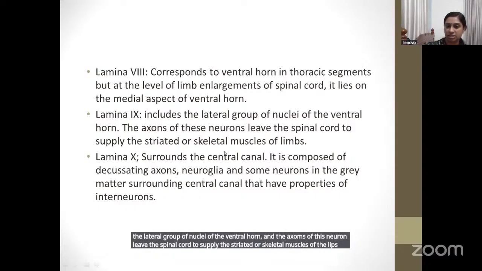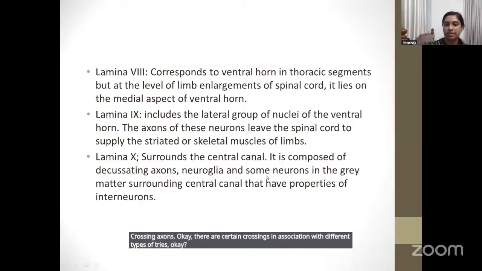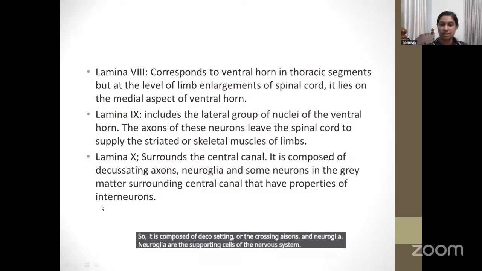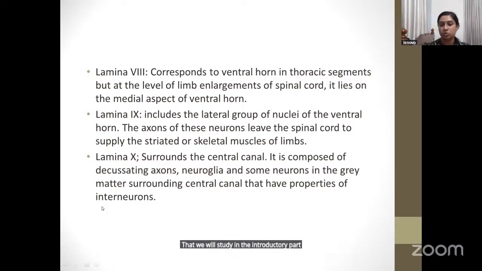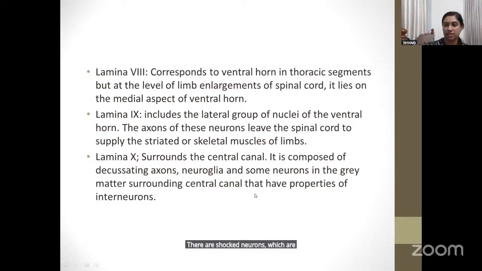And lamina 10 surrounds the central canal. It is composed of decussating axons. Decussating means crossing axons. Okay, there are certain crossings in association with different types of tracts. So it is composed of decussating or crossing axons and neuroglia. Neuroglia are the supporting cells of the nervous system that we will study in the introductory part, and some neurons in the gray matter surrounding the central canal, having the properties of interneurons. Interneurons are connecting neurons between the sensory and motor neurons. They are short neurons which are part of the reflex arc. Okay.